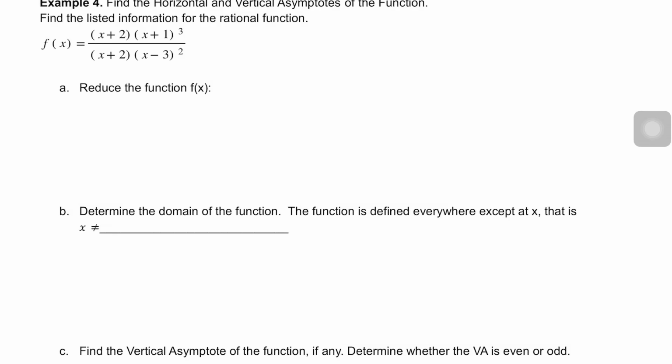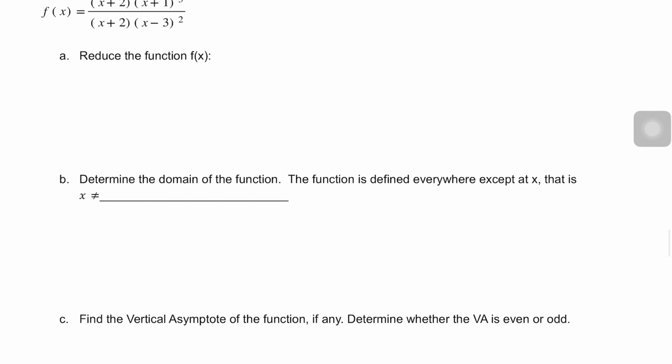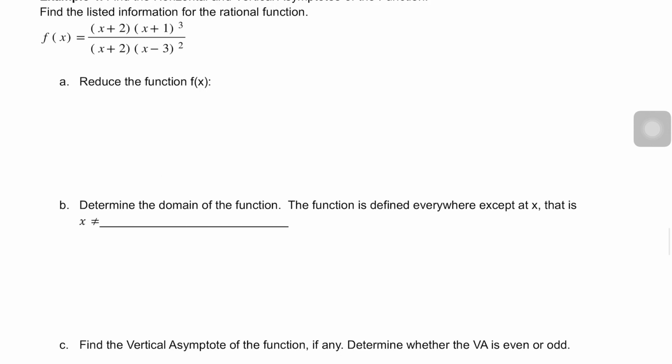Here we're gonna find the horizontal and vertical asymptote, and find where the function is defined. In other words, the domain of the function. We'll also find the holes of the function and the x-intercepts and so on. So let's jump into this problem.